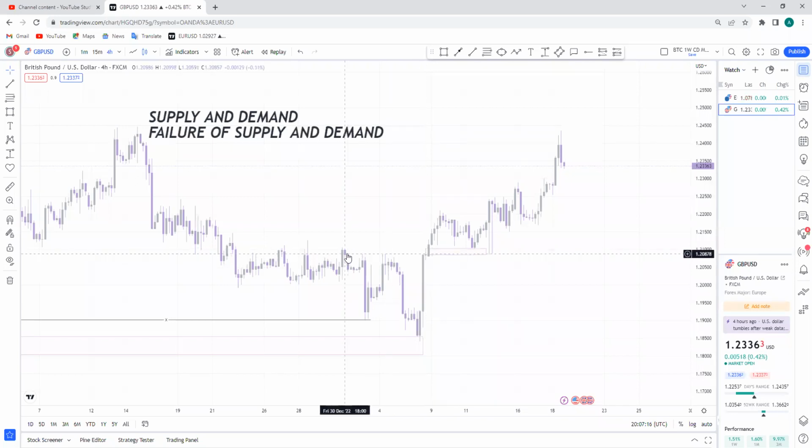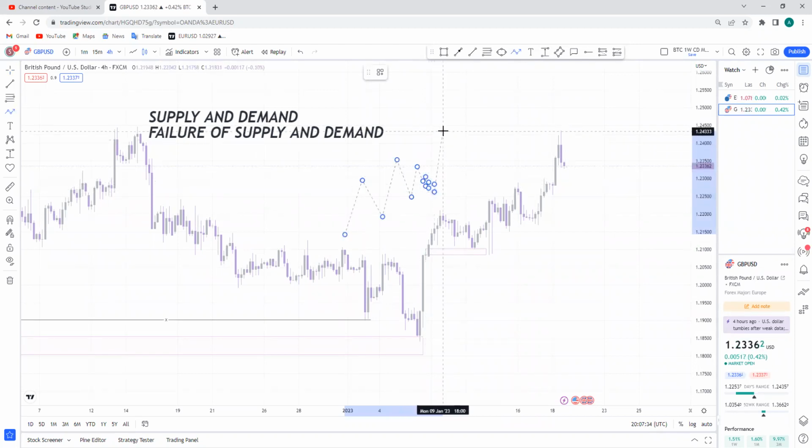Now, let's say we have a supply zone here. Let me draw a structure for you guys. We have higher high, higher low, higher high, higher low. And our price is now meant to sell. Price now started selling, and broke this place.